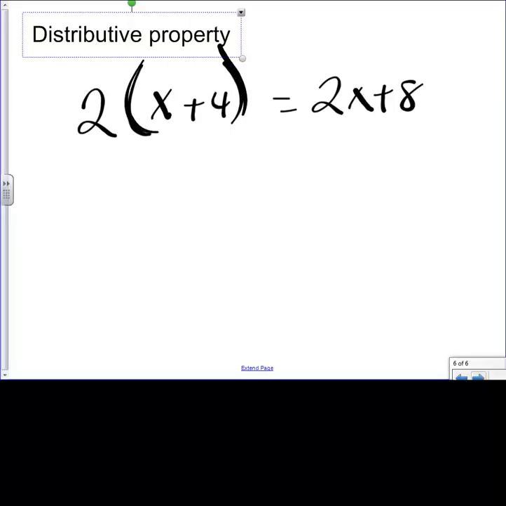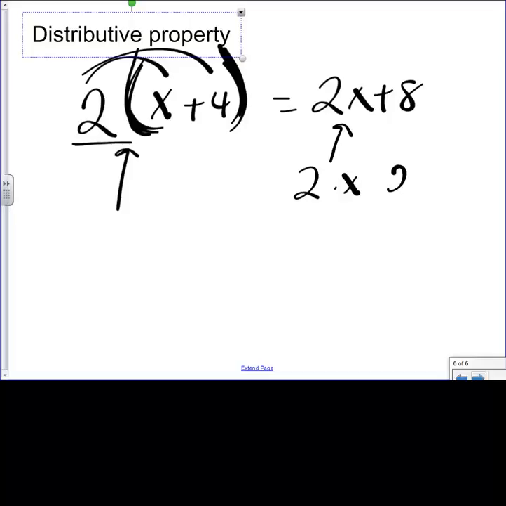If there are parentheses that you see here, and there is a number on the outside of it with no add, subtract, multiply, divide sign between the parentheses and the 2, it means that you're going to multiply that number to everything inside. So what that means is that 2 gets multiplied times the x, and 2 gets multiplied times the 4. Well, 2 times x is 2x. And then here we multiply 2 times 4, and that's where I got the 8.